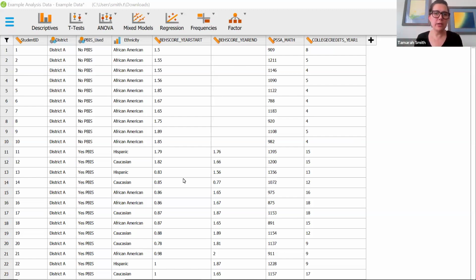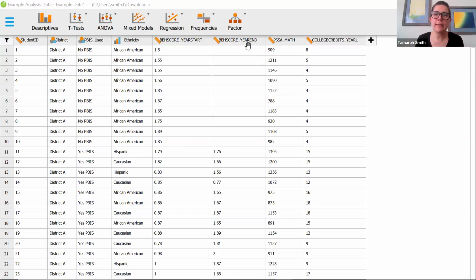So this data here is the data I like to play with for an example. It is example data. I stacked it on purpose to give nice, clean examples. For the one-way ANOVA, I'm going to start by looking at these behavioral scores here, specifically the year end. So these are 8th grade students who are in one of two districts, and they are either getting or not getting this positive behavioral intervention system in their school, which just helps students to build these positive behaviors.